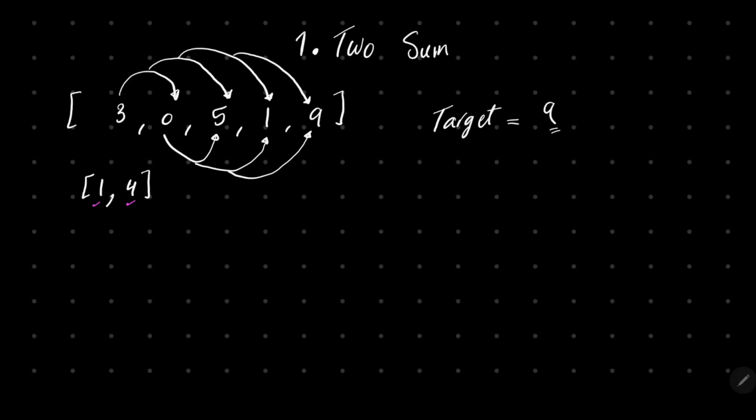Well, you're trying every single unique pair. And how many trials are we doing in this solution? Let's count the number of arrows here. The 3 will be tested with 0, 5, 1, 9. How many comparisons are we doing? We're doing 4 different comparisons: 3 with 0, 3 with 5, 3 with 1, 3 with 9. Okay, and then after that, we're doing 0 with 5, 0 with 1, 0 with 9, so 3 more comparisons.